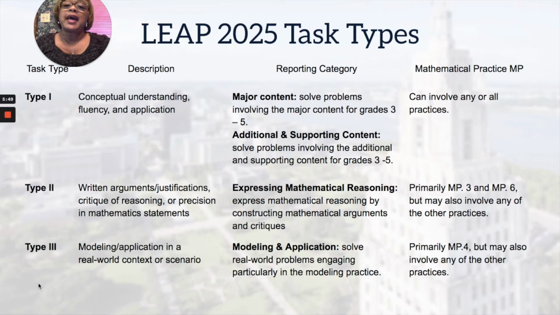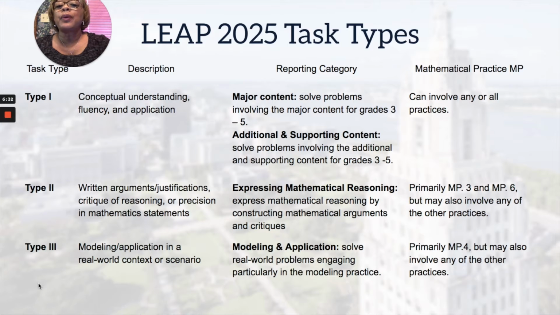So when we think about those task types, there are 3 different task types: type 1, type 2, and type 3. We know that also when we look at those types, there are 4 reporting categories: major content, additional supporting content, expressing mathematical reasoning, and modeling and application. But we have to look at this far right column over here. The mathematical practice standards are also embedded into those assessments. So if our students are not actively engaged in mathematics, they probably won't be very successful in those tasks.